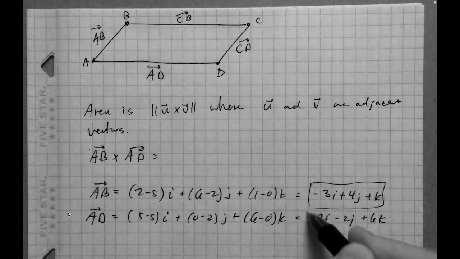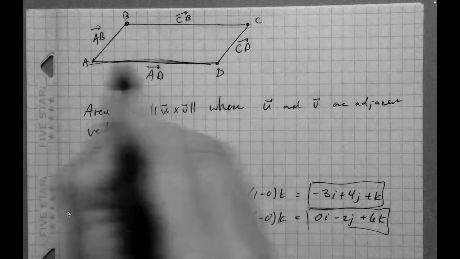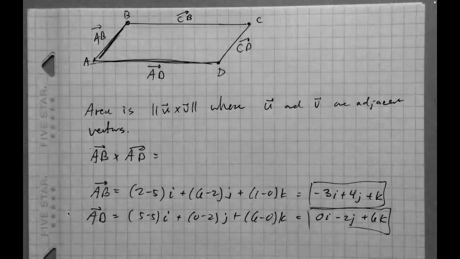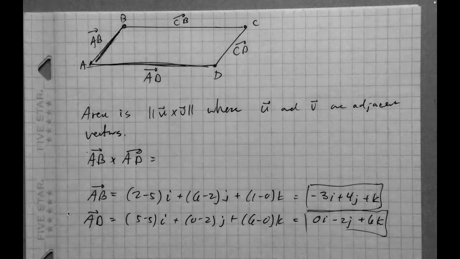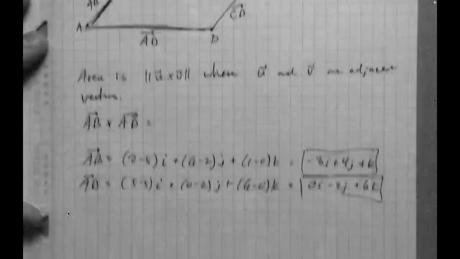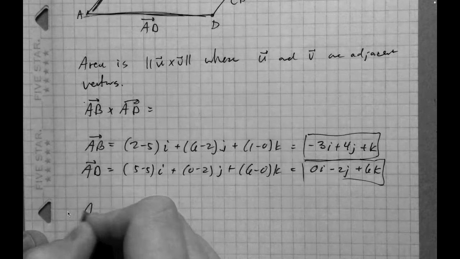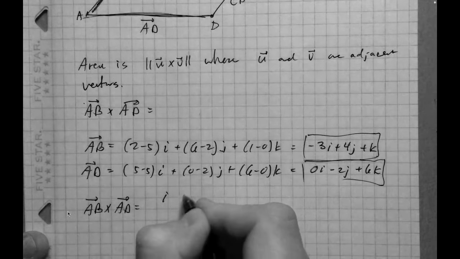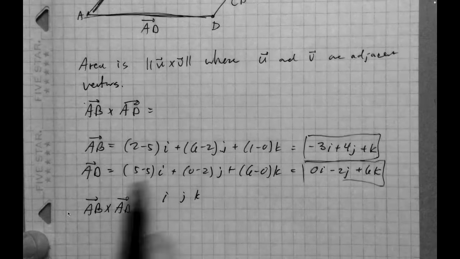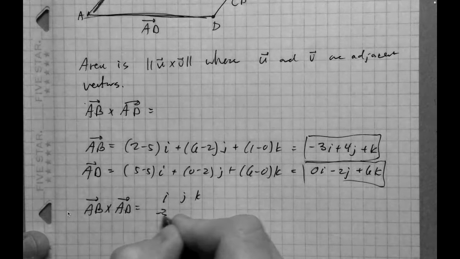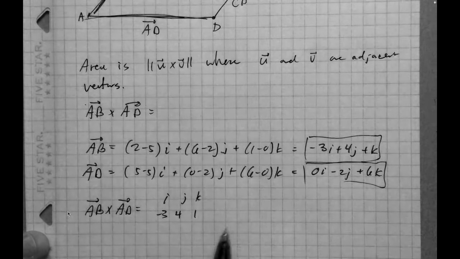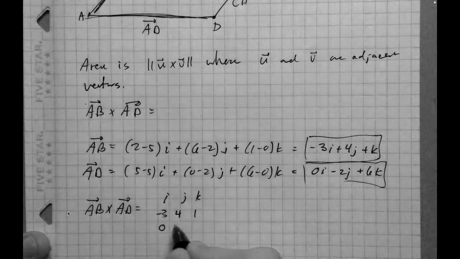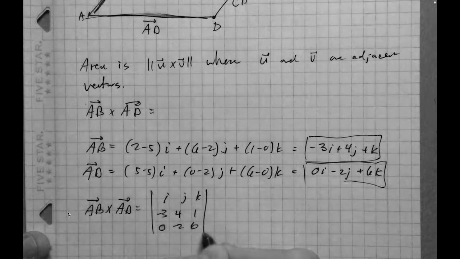So these are the 2 vectors of interest, this one here and this one here. Let's cross those and then take the norm, and we will get to the area of this. So AB cross AD. All right, so i, j, k. Your AB is the first vector in, so negative 3, 4, 1. And then it's AD, which is 0, negative 2, 6.